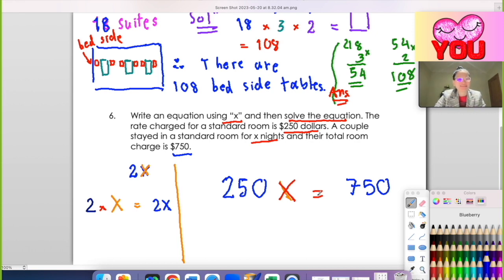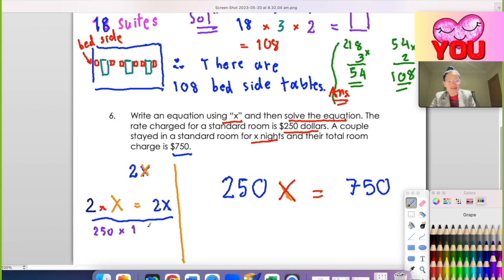Guess what is the value of x? What is a number that multiplied by 250 equals 750? You don't know that? Let's work it out here. But I'm going to teach you how to solve equations later.